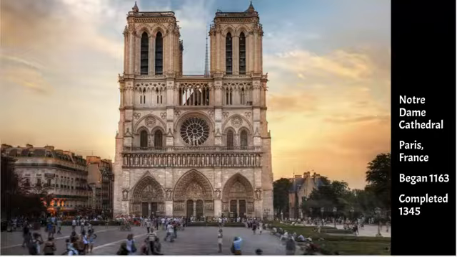Now, there are other pretty famous cathedrals throughout the world. This particular one is probably the most famous. This is Notre Dame Cathedral in Paris, France. Its construction began in 1163 and was completed in 1345. Now, this story has a really interesting history. But unfortunately, that story has continued in a little bit of a tragic way in the last few years.